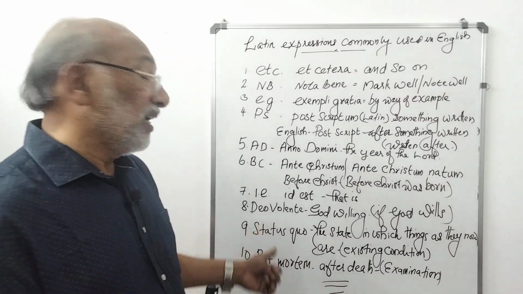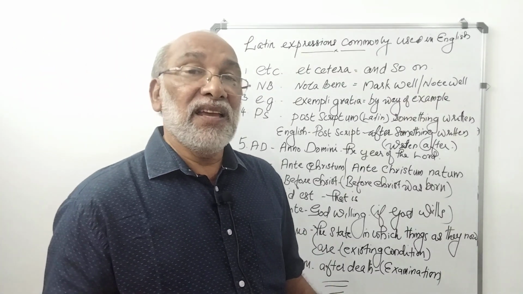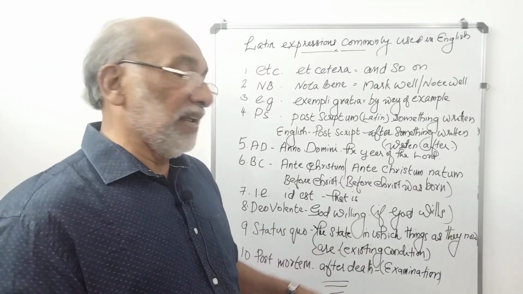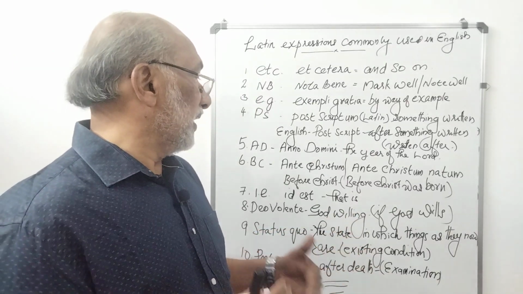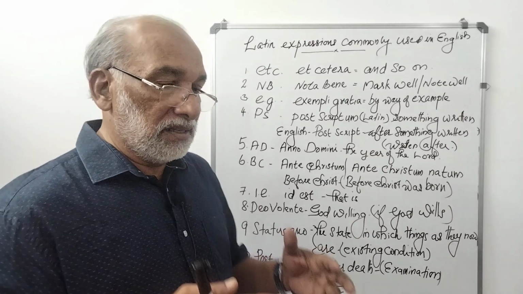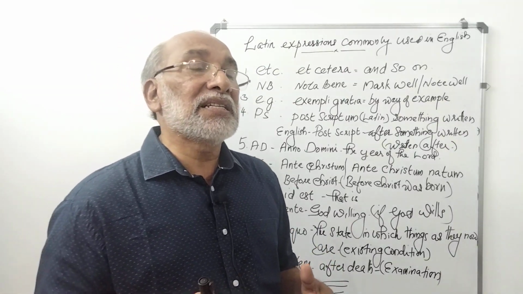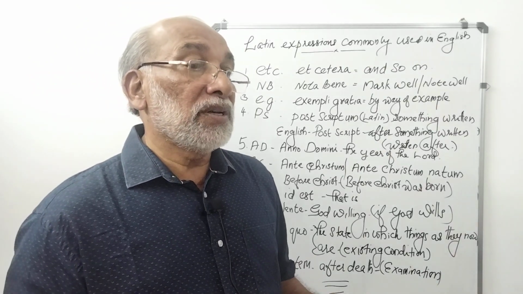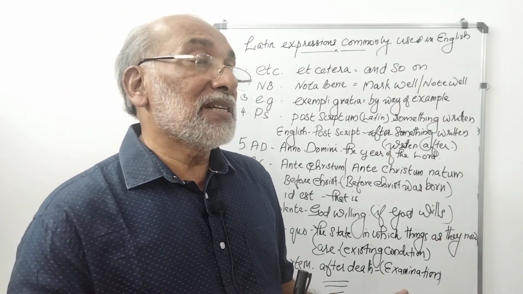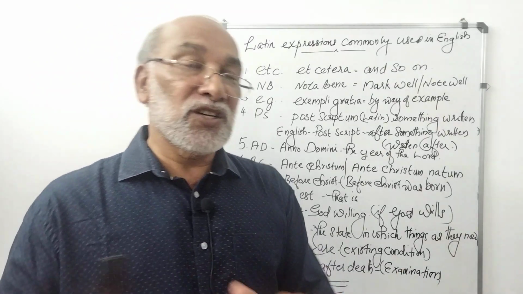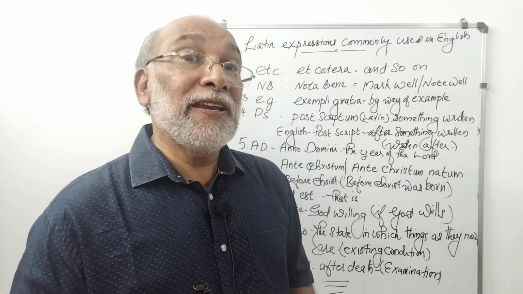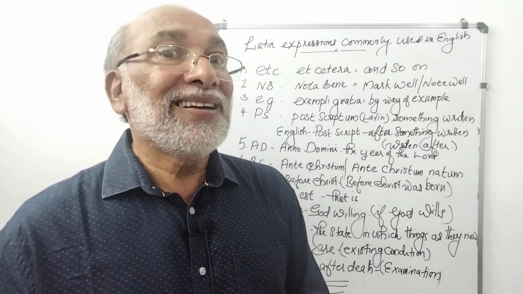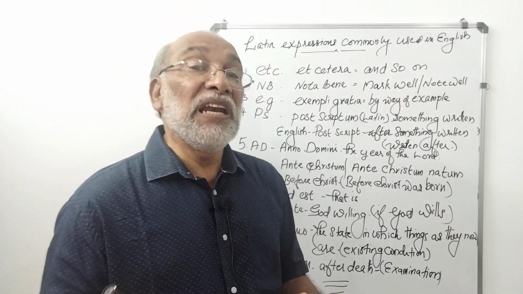Then eighth one, Deo volente. English version is God willing. If God wills. This we use in invitation letters, marriage invitation especially. For example, so and so, son of so and so and daughter of so and so is getting married, Deo volente. If God wills, God willing.